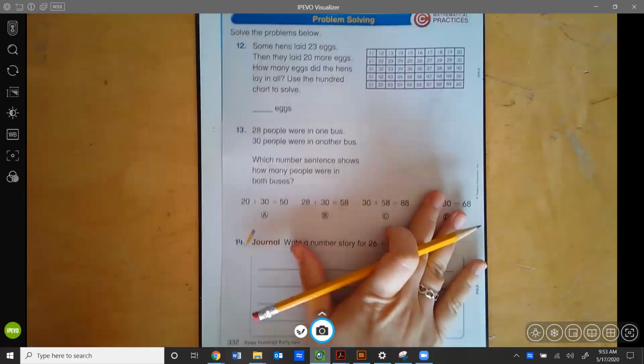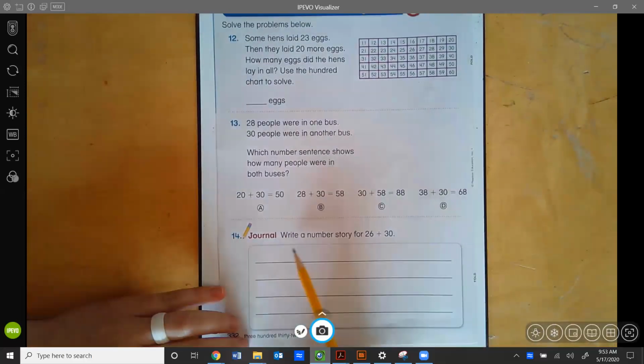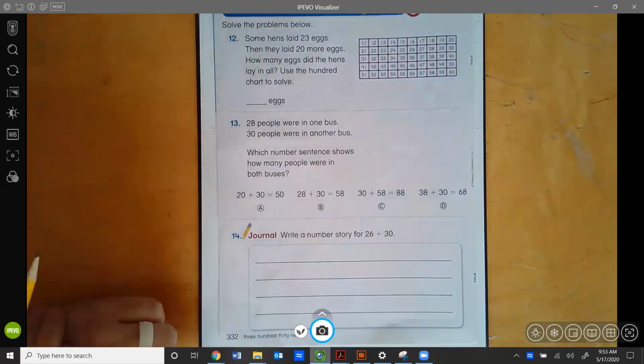Okay, my favorite part, the journal. We're going to read that first. Number 14, write a number story for 26 plus 30. So you get to make up your own word problem.